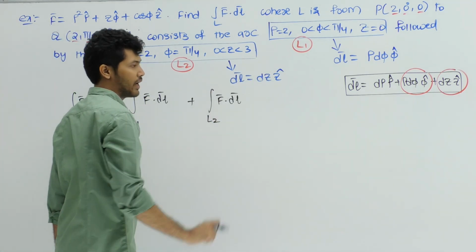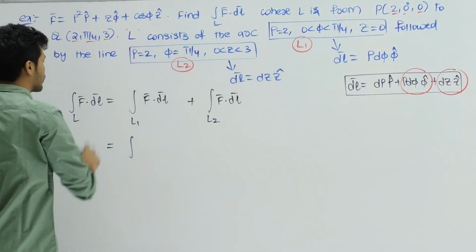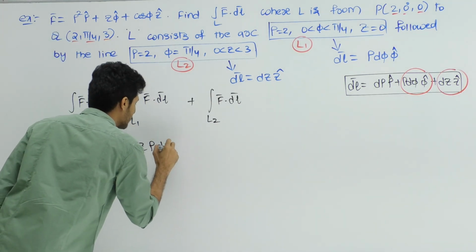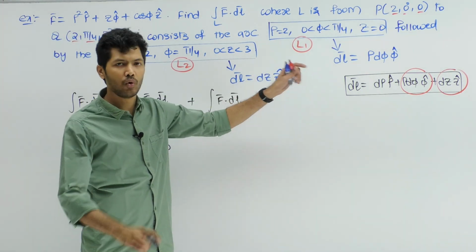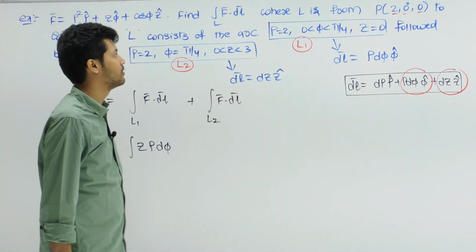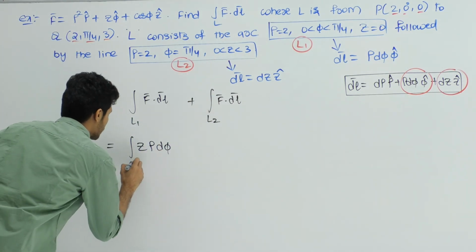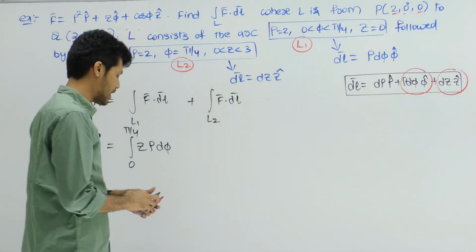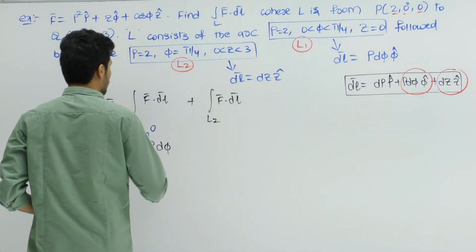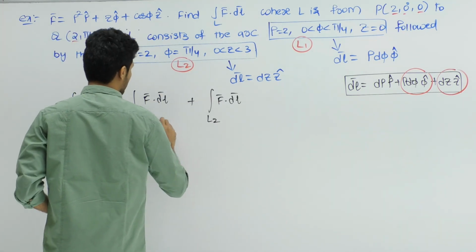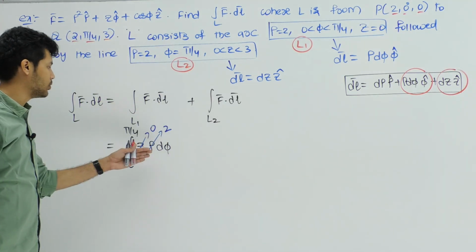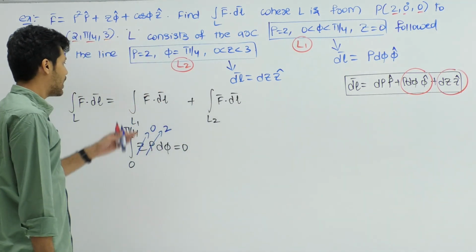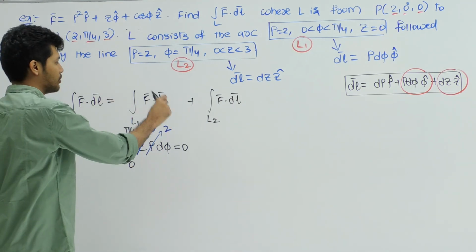There we have only the φ component, so let us take only the φ component here also. Here the φ component is z, so z into ρ dφ, okay? Along this path, the only variable that is changing is φ, and φ changes from 0 to π/4. Furthermore, along this path, the value of z is 0, and the value of ρ is 2. So 0 into 2 into dφ is obviously 0, okay? So along the first path, the integration has become equal to 0.